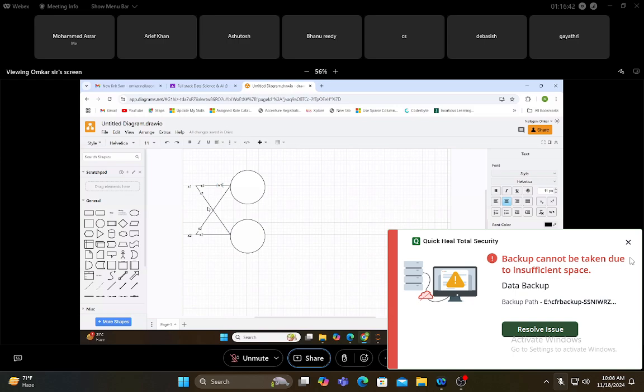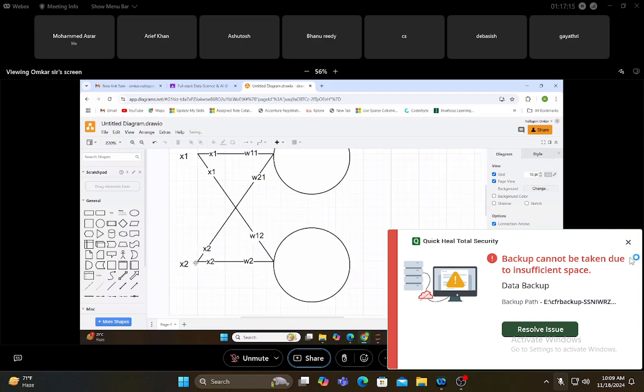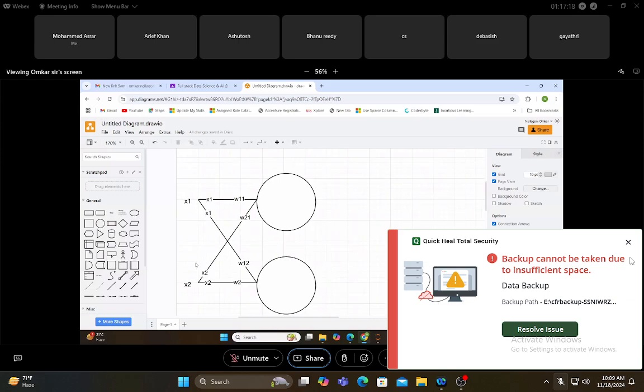So now the notation. W11 means what? First input to first neuron. W12: first input to second neuron. W22: second input, second neuron. W21: second input, first neuron. Then bias will come.